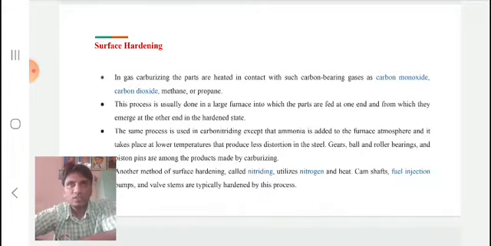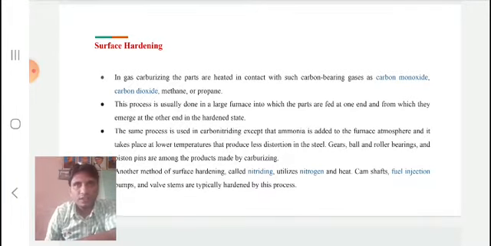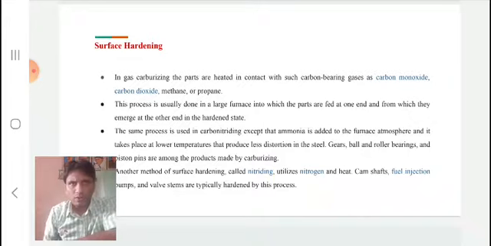The same process is used in carbonitriding, except that ammonia is added to the furnace atmosphere and it takes place at lower temperatures that produce less distortion in the steel. Gears, ball and roller bearings and piston rings are among the products made by carburizing.